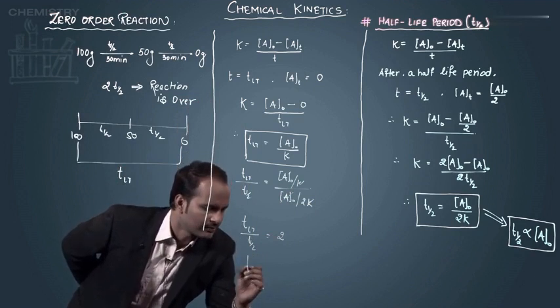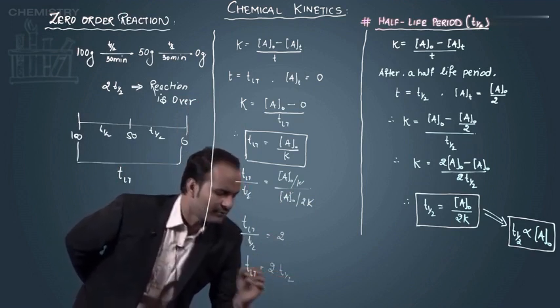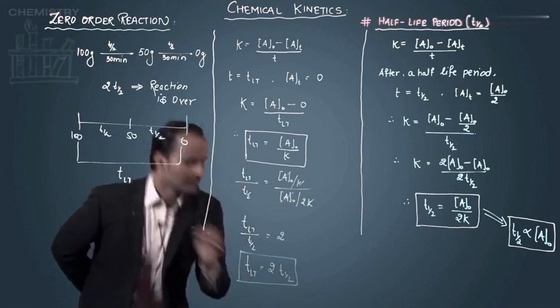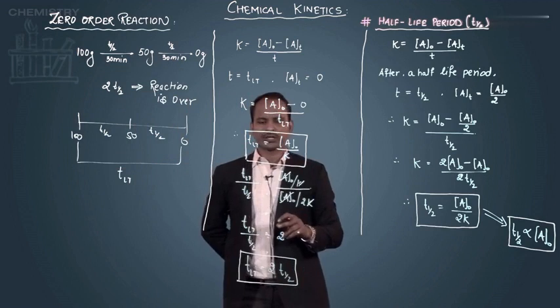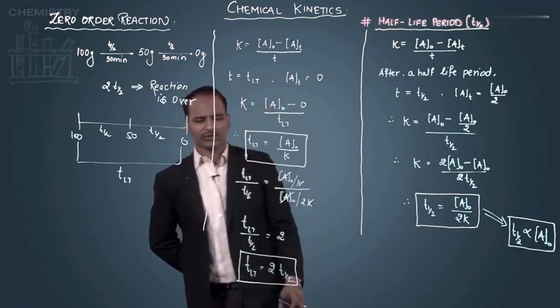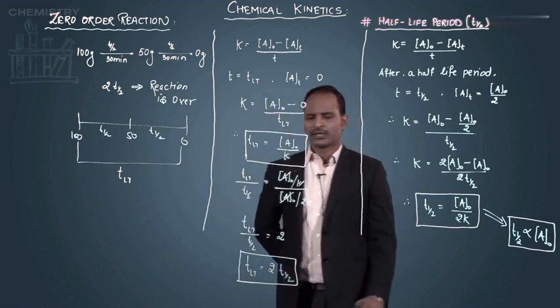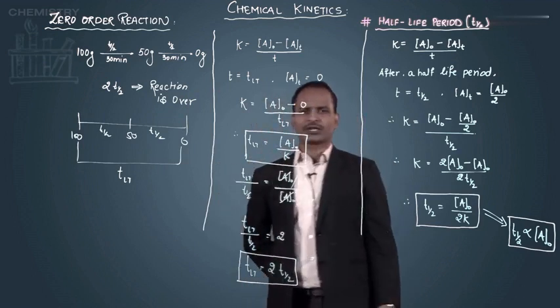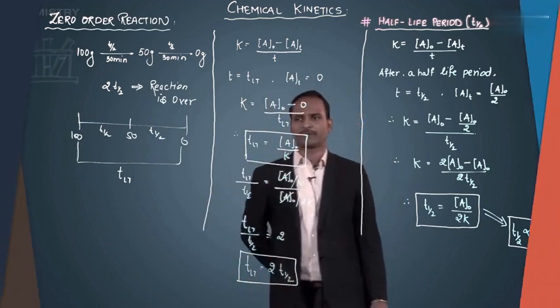It means it is equal to twice of half-life period. So I can say that for a zero order reaction, the total time required for the completion is twice of half-life period. So if there is any question like the half-life period for the zero order reaction is 15 minutes, then the time required for the completion of reaction, the answer is going to be 30 minutes. That is the double of half-life period.